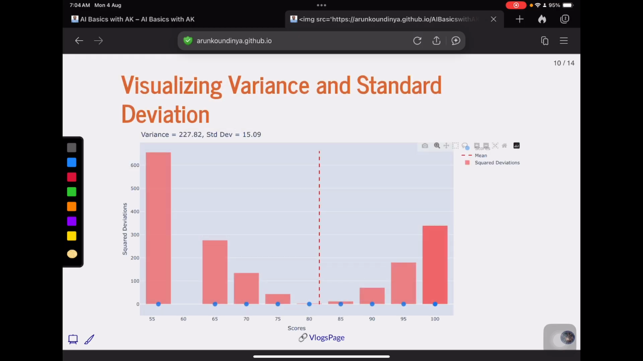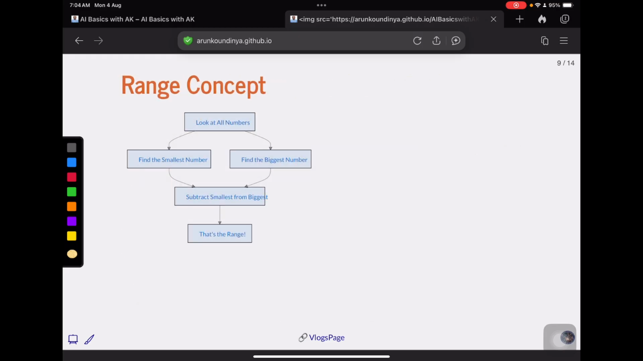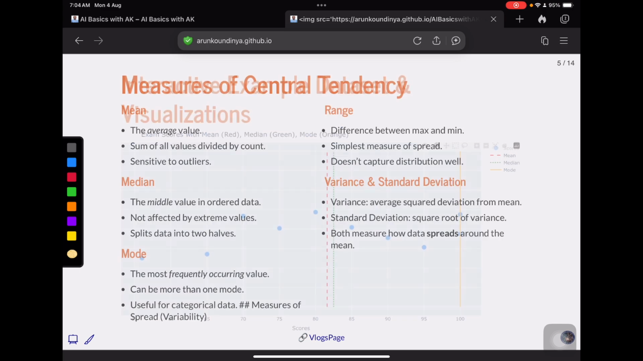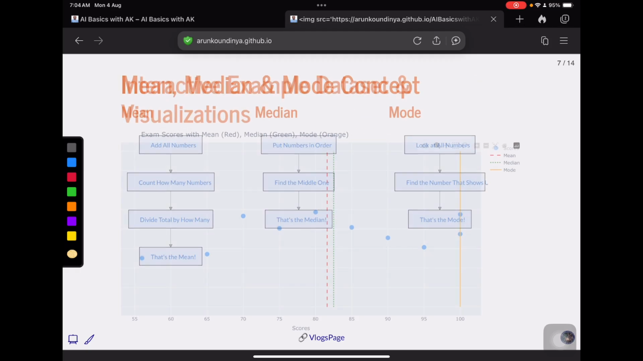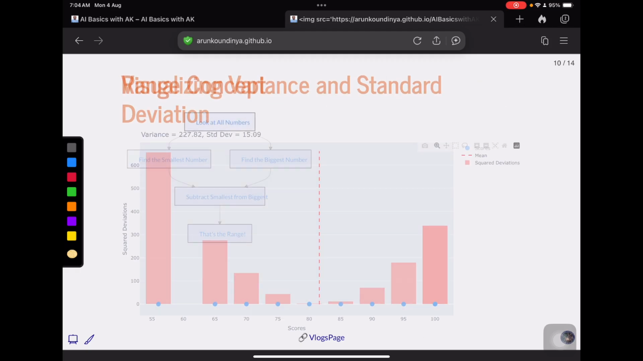Now, what is variance? Variance I have not described so far. Let me go back to my earlier slides. What is a variance or a standard deviation? It means how data spreads around your mean. Just absorb all these things. Okay. Now let me come back here.